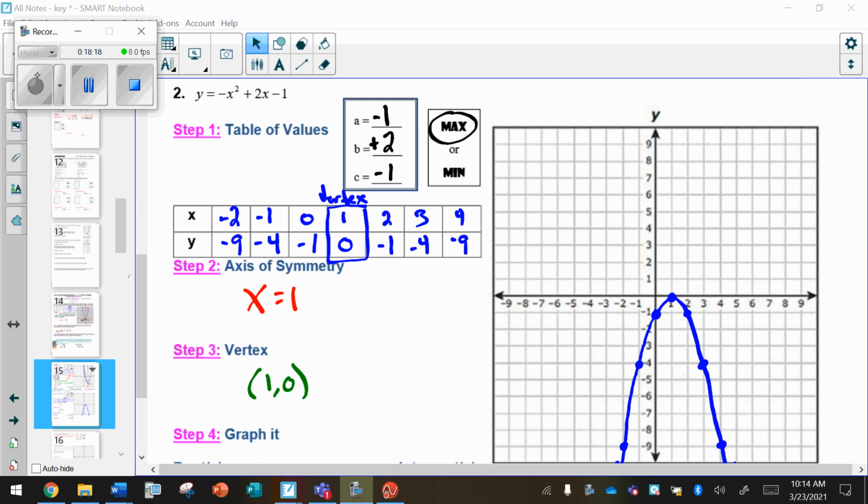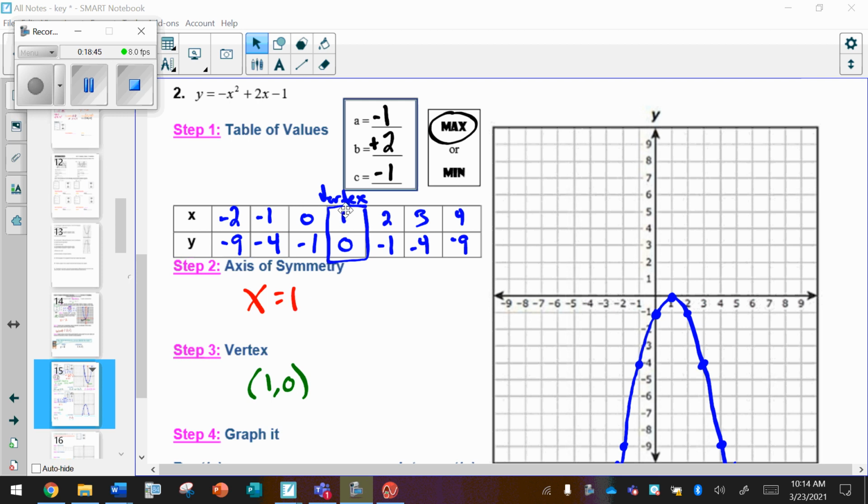And voila, here we go. So hopefully you had your A value of -1, your B value of +2, and your C value of -1. Since A is negative, our graph is going to open downwards. And since it opens downwards, our vertex is a maximum point. Now, when we looked at the table of values, our vertex is in the table, whole numbers, which saves us from having to find the axis of symmetry algebraically on our own.